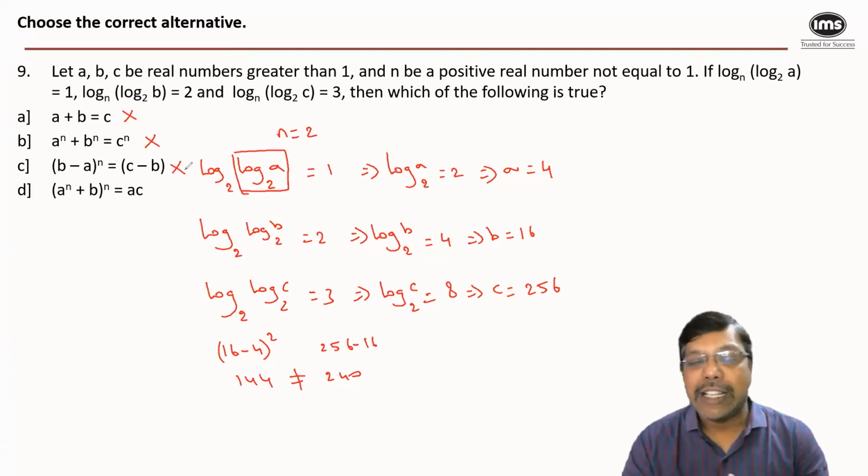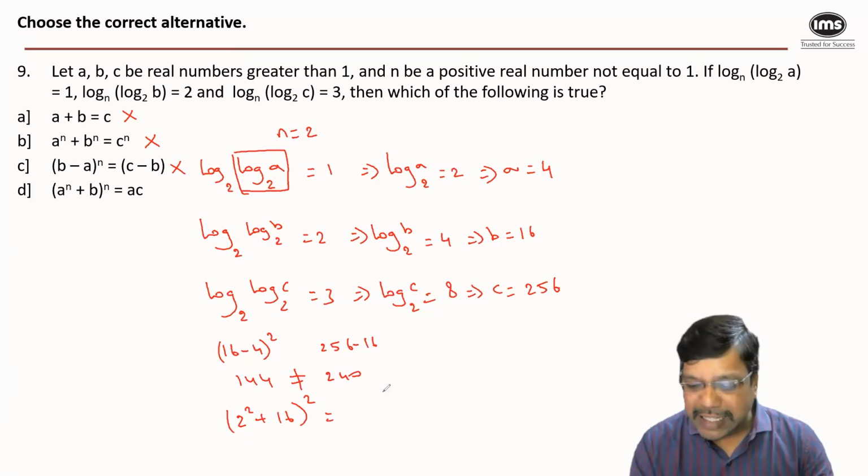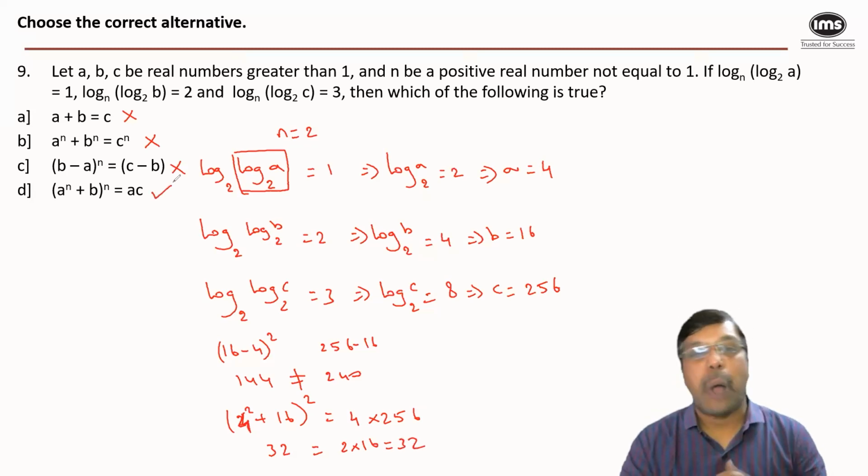But just to be on the safe side, you can verify whether the expression in the left out option holds true or not. Now a power n, which is 2 square, plus b, that is 16 whole square, is equal to a into c. Now a is equal to 4 and c is 256. Now if I apply a square root on both sides, I get 4 square, I'm sorry, it's 4 square. So 16 plus 16 is 32, is equal to square root of 4 into 256. That is 2 into 16, which is equal to 32. Hence, with confidence, we can mark option D as the right answer.